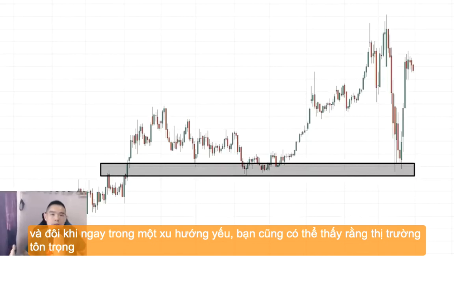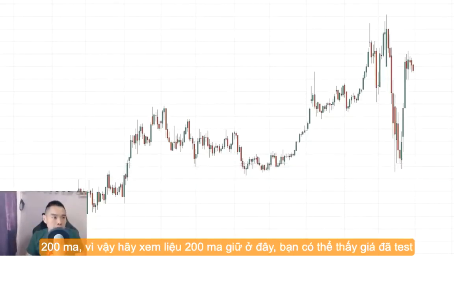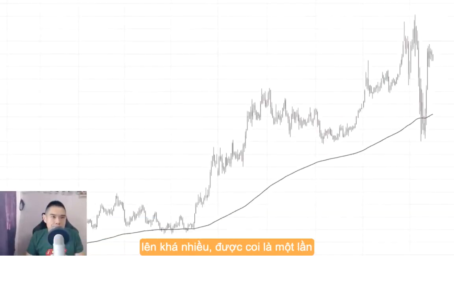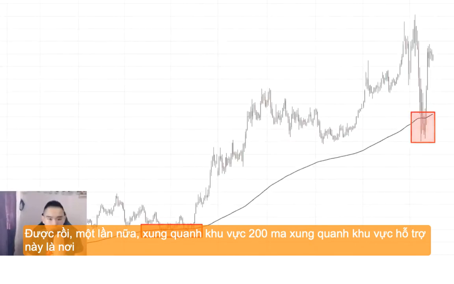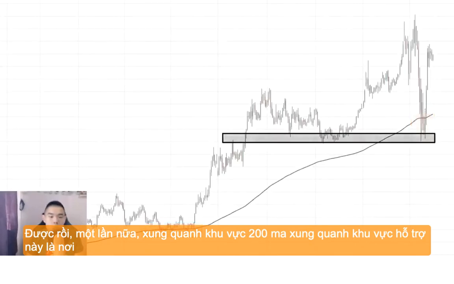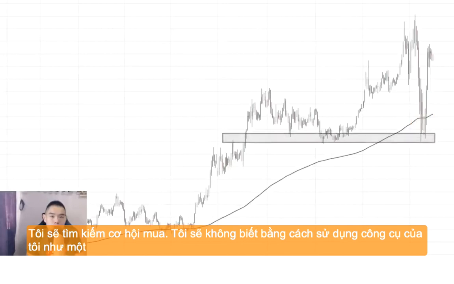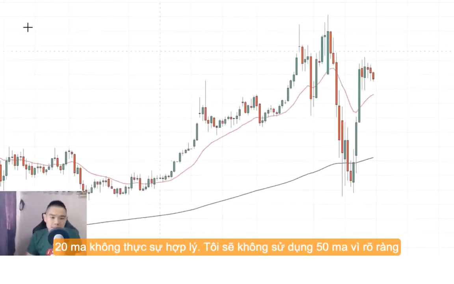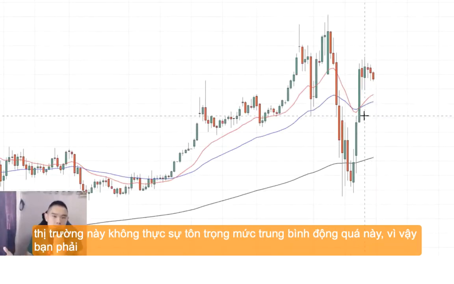And sometimes in a weak trend, you can also find that the market respects the 200 MA. So let's see whether the 200 MA holds up here. Okay, you can see they tested pretty much, I'll consider this 1 time, 2 times. So again, around the 200 MA area, around this area of support is where I'll be looking for buying opportunity. I won't be using my tool like the 20 MA. Doesn't really make sense, right? I won't be using the 50 MA because clearly this market doesn't really respect these 2 moving averages.